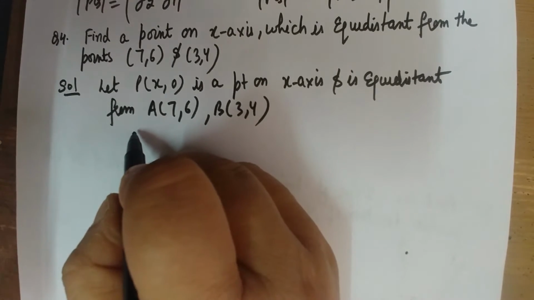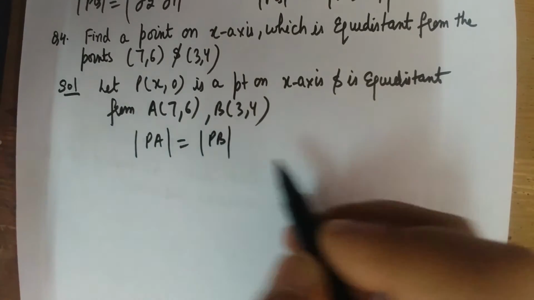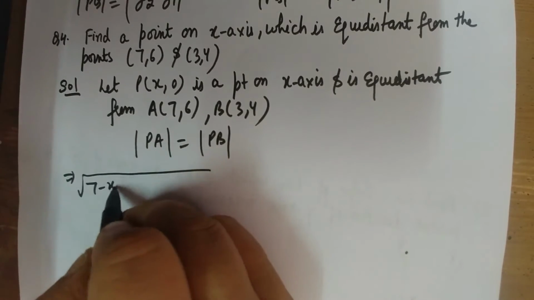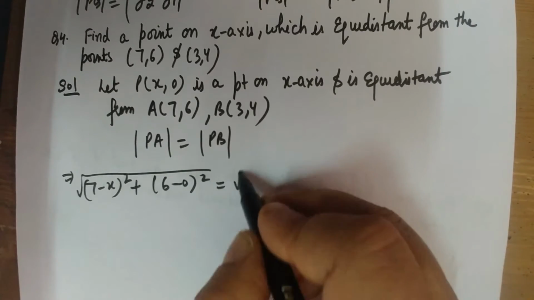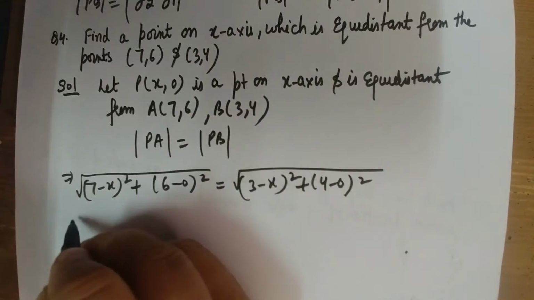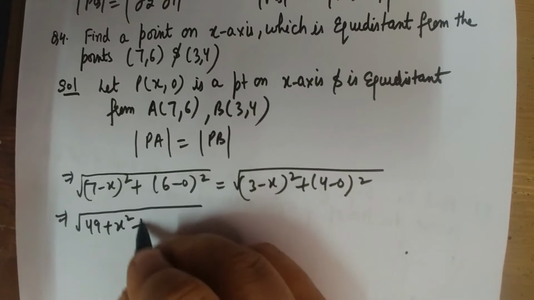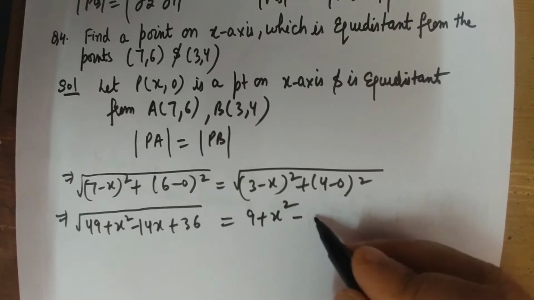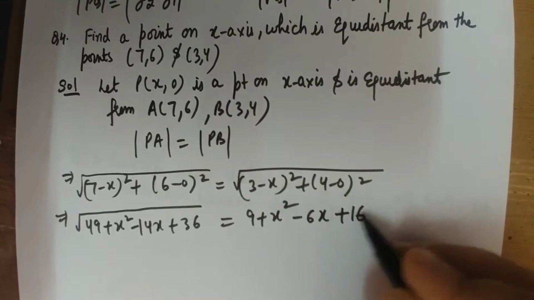So equidistant means distance PA is equal to distance PB, right? So using distance formula, what will I get? I'll get it as 7 minus x whole square, right, plus 6 minus 0 whole square. This is equal to 3 minus x whole square plus 4 minus 0 whole square. So it becomes 49 plus x square minus 14x plus 36. This is equal to 9 plus x square minus 6x plus 16, right?